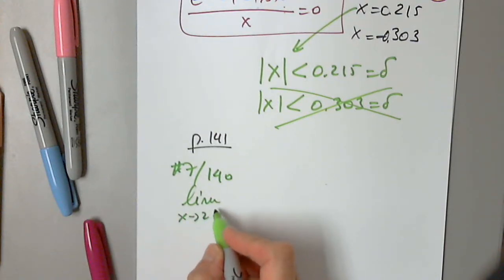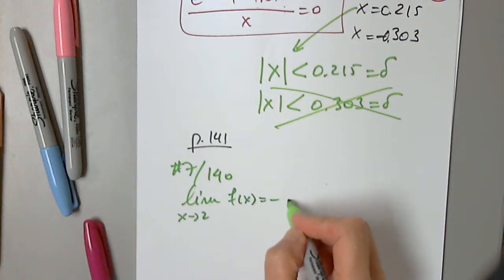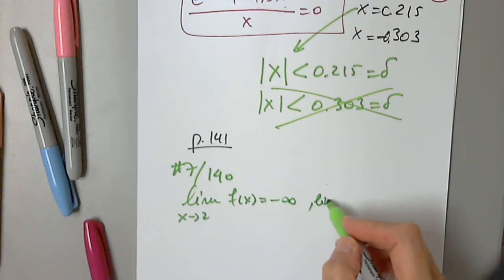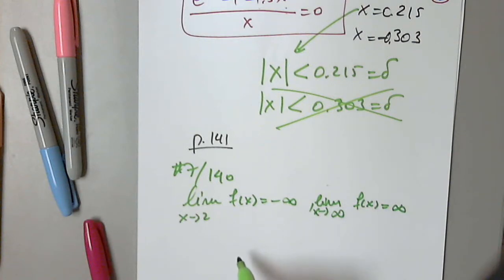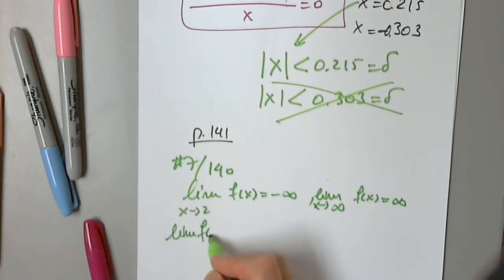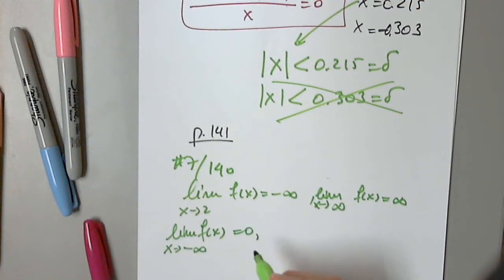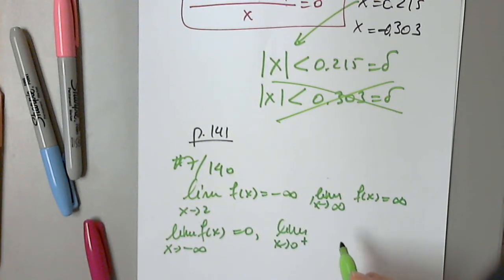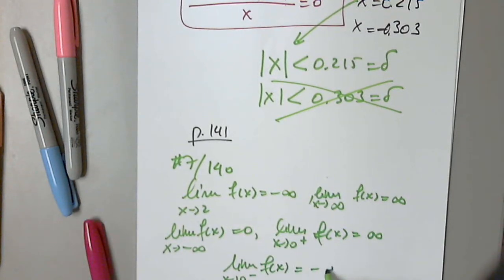Limit as x approaches 2, from either side, of f of x equals negative infinity. Limit as x approaches infinity of f of x is infinity. Limit of f of x as x approaches negative infinity is 0. Limit as x approaches 0 from the right of f of x is infinity. And finally, limit as x approaches 0 from the left of f of x is negative infinity.